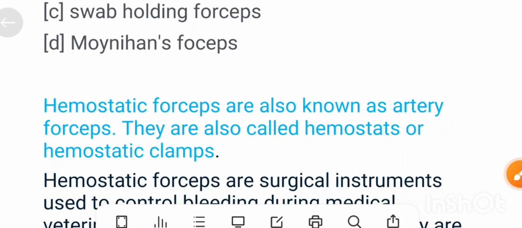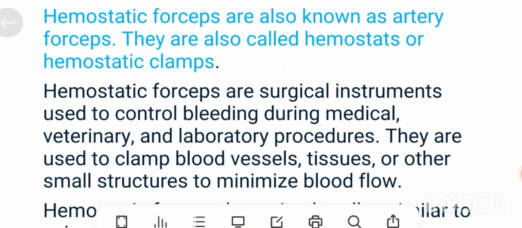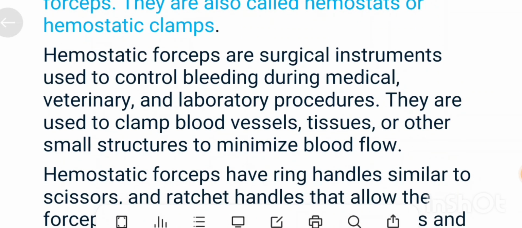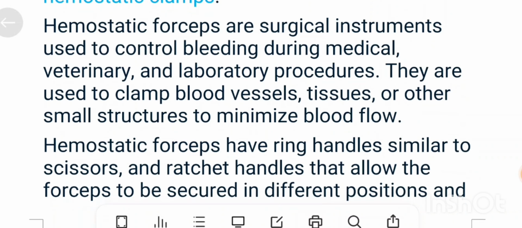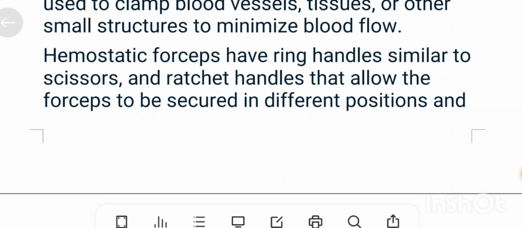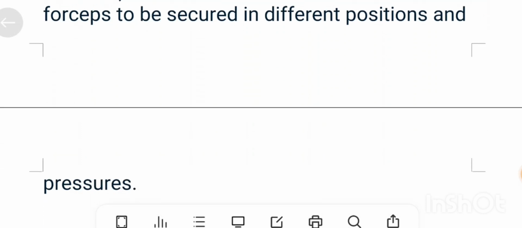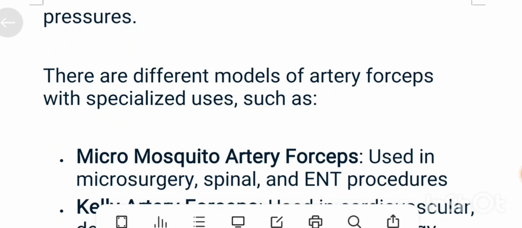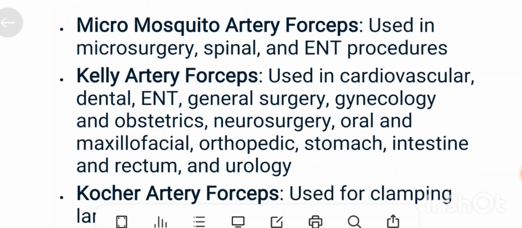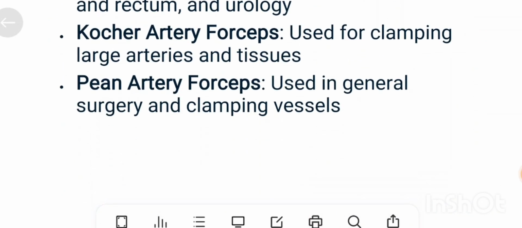Hemostatic forceps, also known as the artery forceps. They are also called hemostats or the hemostatic clamps. Hemostatic forceps are surgical instruments used to control bleeding during medical, veterinary and laboratory procedures. They are used to clamp blood vessels, tissue or other small structures to minimize blood flow. Hemostatic forceps have ring handles similar to scissors and ratchet handles that allow the forceps to be secured in different positions and pressure. There are different models of artery forceps with specialized uses, such as micro mosquito artery forceps, Crile artery forceps, Kocher artery forceps and pean artery forceps.